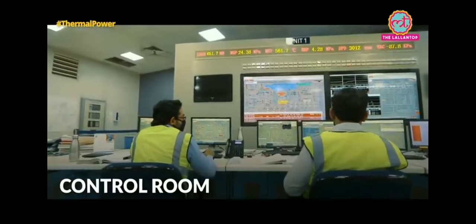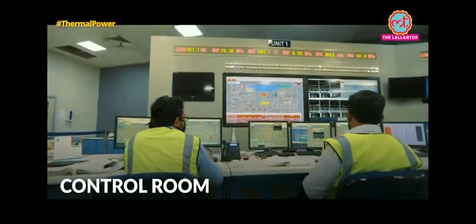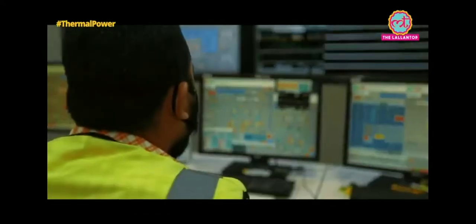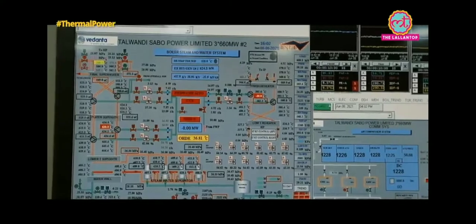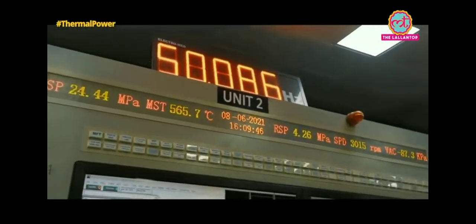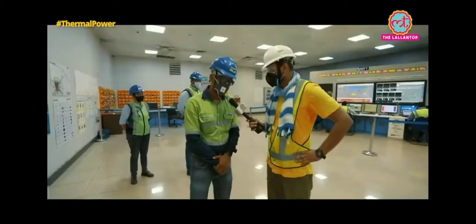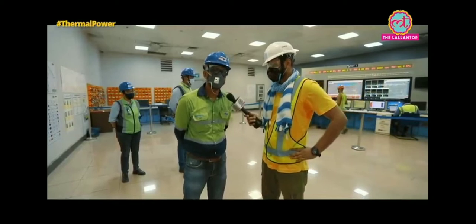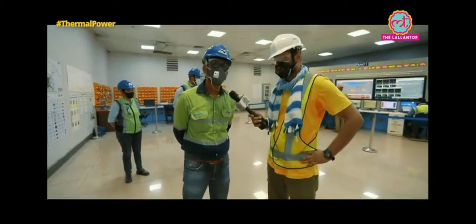So here it is a control room. Nearly all of the plant is automated. The engineering authorities present in this room are operating the whole plant, and according to that, generation and distribution of electricity is happening. This power plant is allotted to the Vedanta company. This power plant generates 1980 megawatts of power, which means 20% of the power supply for the state is fulfilled by this plant alone.